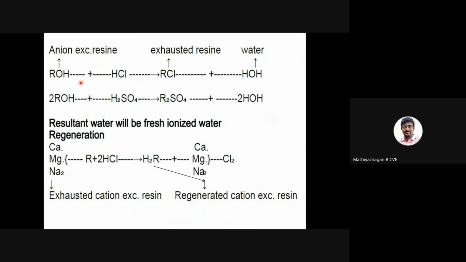Here, all the negatively charged ions like chloride or sulfate are replaced by the anion exchange resin. Finally, we get the treated water. Here also we can regenerate the used resins using acid and alkaline solutions.